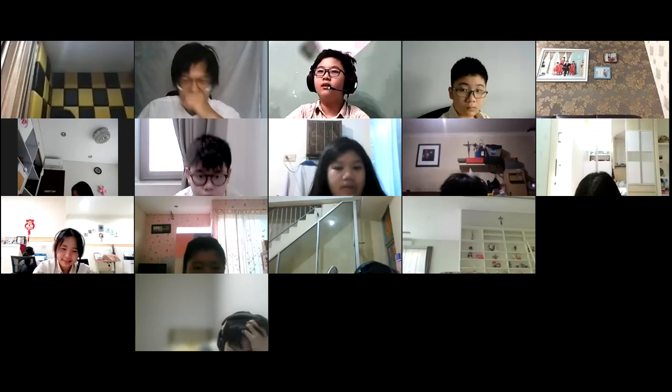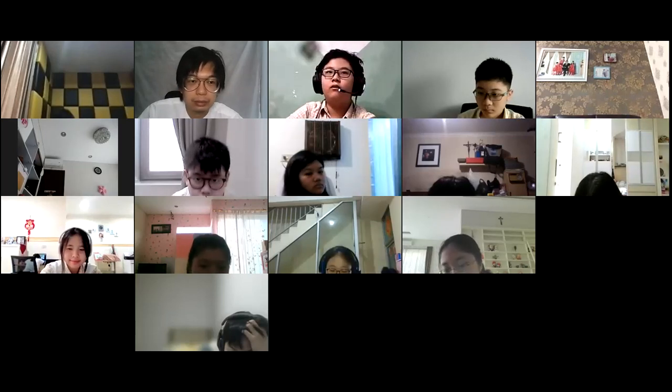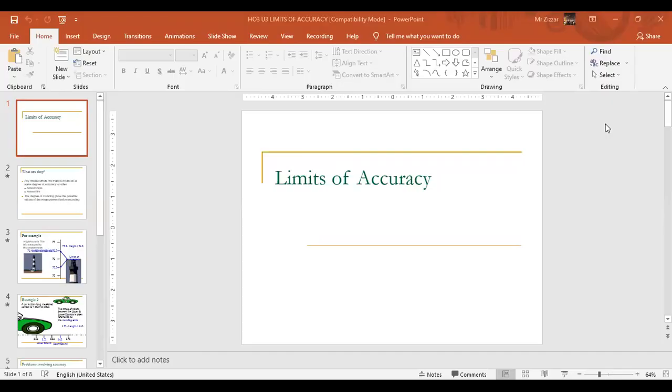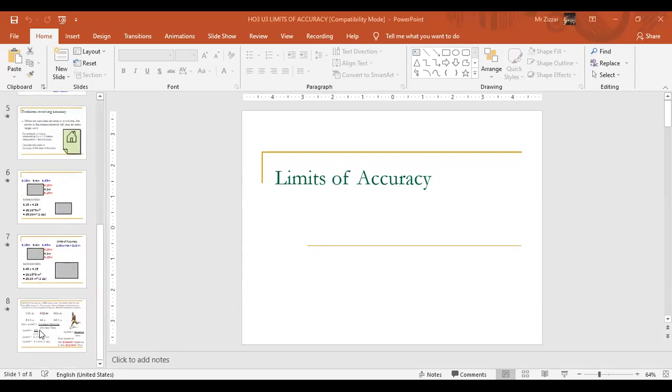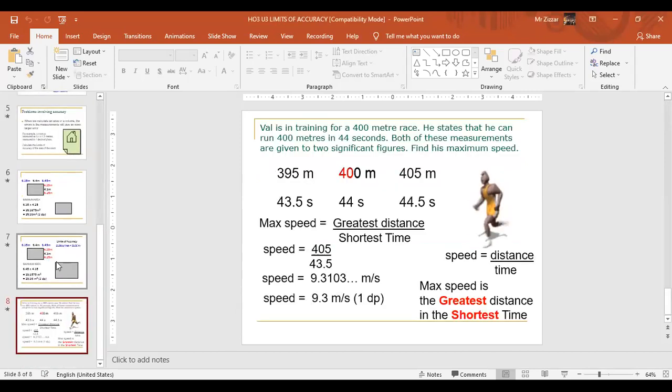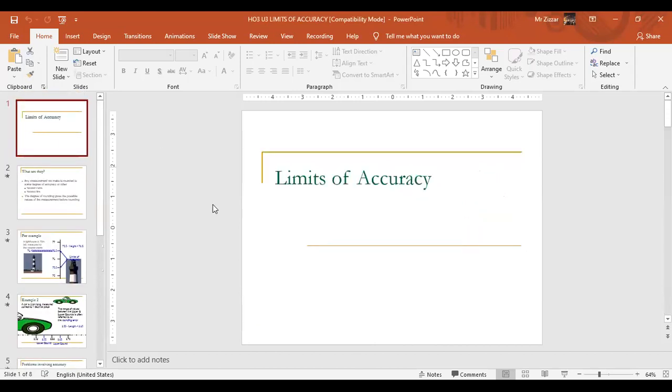Your exam will be on 7th of September, covering unit 1, 2, and 3, every unit. Okay, let's look at the second tab. Now this is the limit of accuracy. What you have to do is try to memorize it. It's only 8 slides. As simple as that. So please pay attention.